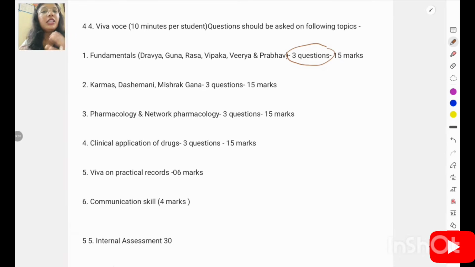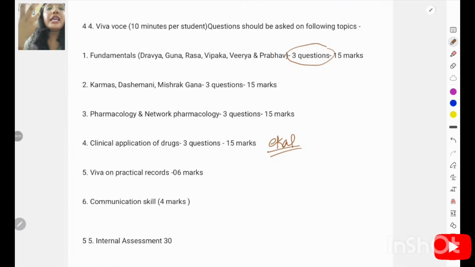Then in pharmacology they can ask the basic principle or the classification, for example oral anti-diabetic drugs, and network pharmacology. Next is clinical application, like the ekala dravya case sheet, so you should know the clinical application of a drug. For example guggulu: what are its application aspects, which diseases you can use it in, and what is the mode of action of that particular drug.